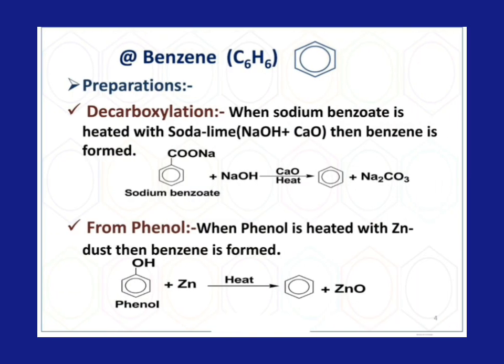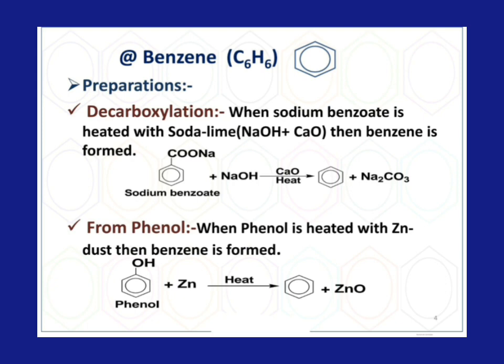Benzene, we know the formula of benzene is C6H6. The structural molecular formula is shown here in the figure. For the preparation of benzene, we have many methods, but in our syllabus, the first method is decarboxylation. Decarboxylation means when sodium benzoate is heated with soda lime, NaOH plus CaO, benzene forms. Here in the figure, we see the sodium benzoate structure. First of all we draw the benzene structure, with COONa attached, plus addition of NaOH. In the presence of calcium oxide and heat, we get benzene and the leaving group Na2CO3.